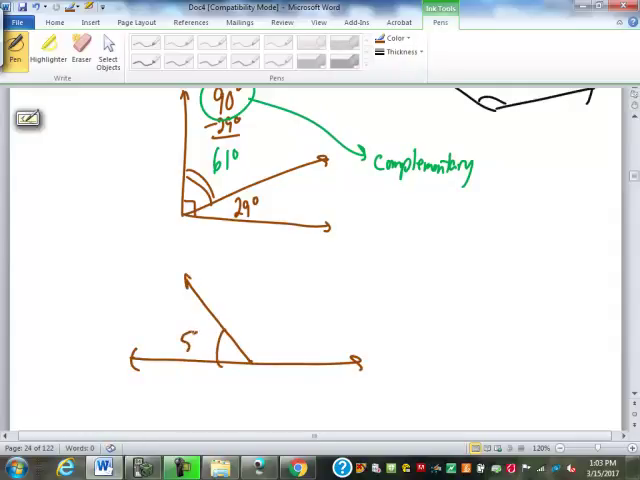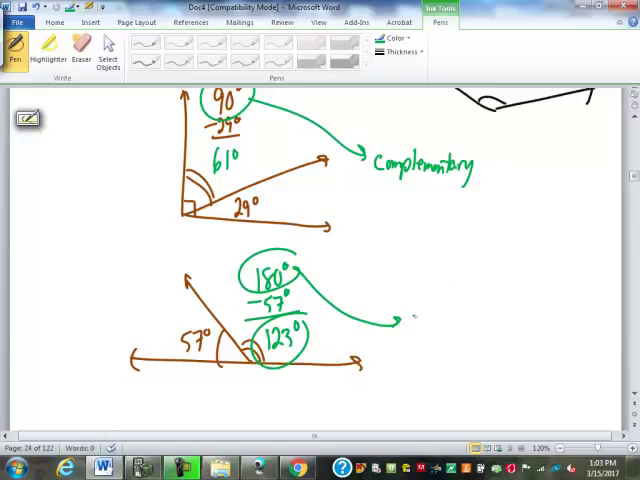if I tell you that this is 57 degrees, what's this angle have to be? 180 minus 57, or yes, 123 degrees. When two angles add up to 180 degrees, they're said to be supplementary. Supplementary angles in trig have very important relationships with their functions.